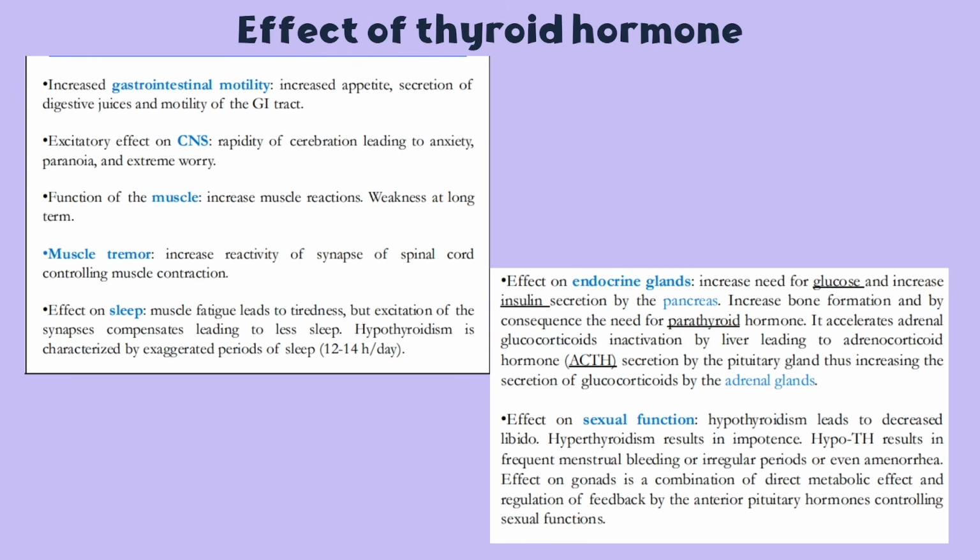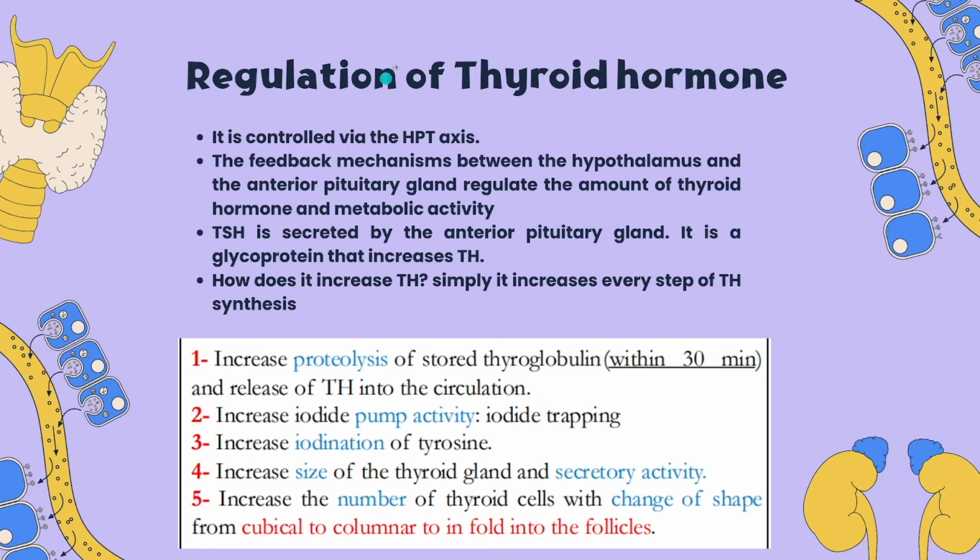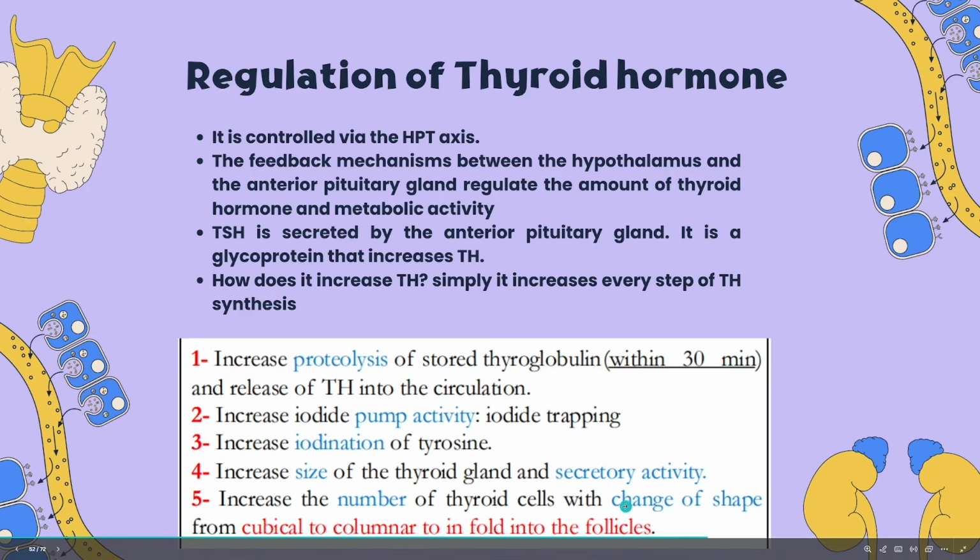Okay? Now on the gonads, it's gonna have a direct metabolic effect, and it's gonna be regulated by the feedback regulation by the anterior pituitary gland. Now, we already talked about the regulation, but let's talk about TSH itself. It's a glycoprotein that increases TH. How does it increase TH? It increases it by stimulating every step of TH synthesis: proteolysis, pump activity, iodination, size of the gland, and secretory activity, the number of the cells, and it'll change the cells from cuboidal to columnar.